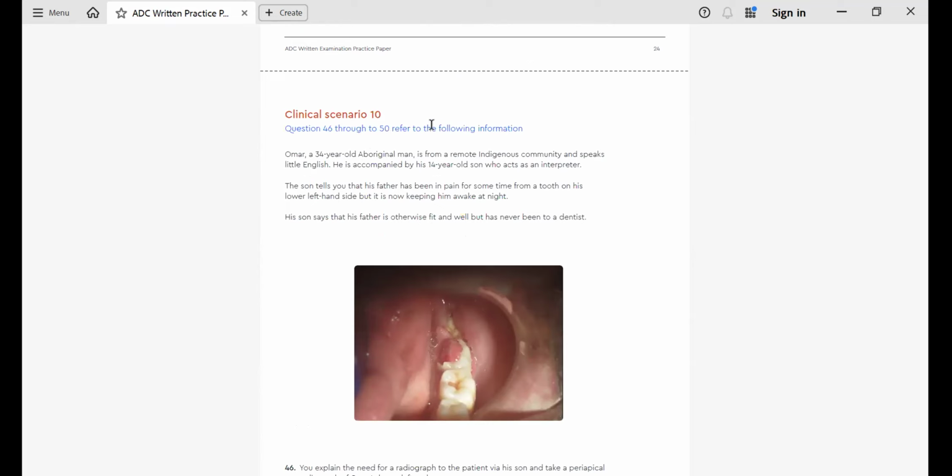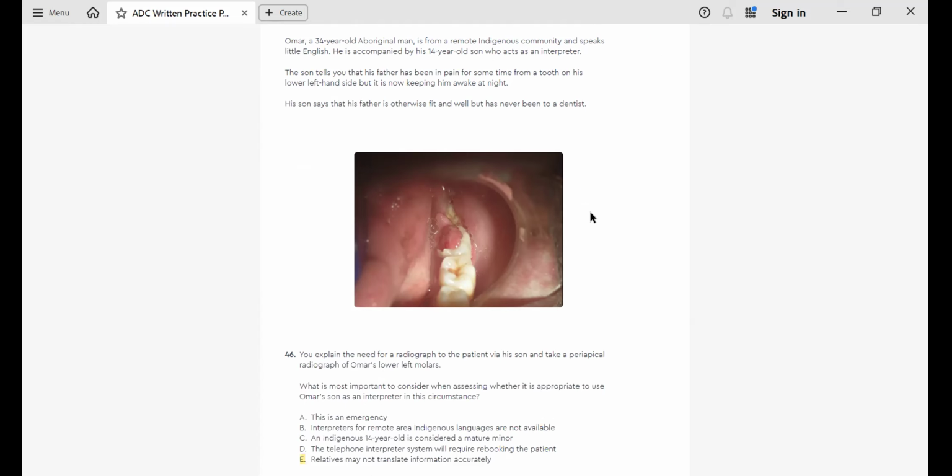All right, Omar, a 34-year-old Aboriginal man. Yes, now this question is also very interesting and very important, right? What this question did is it created so much awareness on what the exact question is. Okay, because we have a few versions of this in the portal. Indigenous community, speaks little English, a 14-year-old son who acts as an interpreter. The father has been in pain, fit and healthy, never been to a dentist.